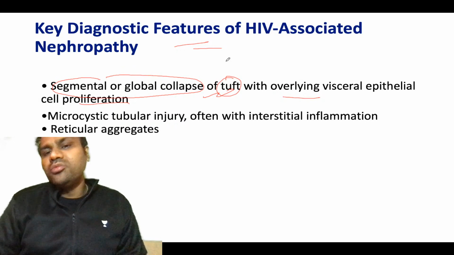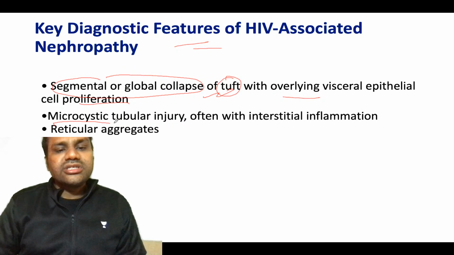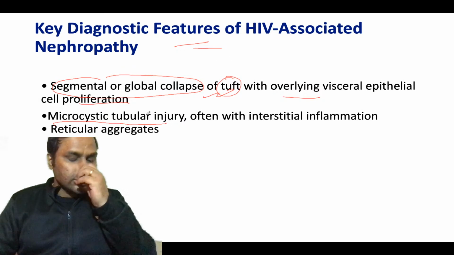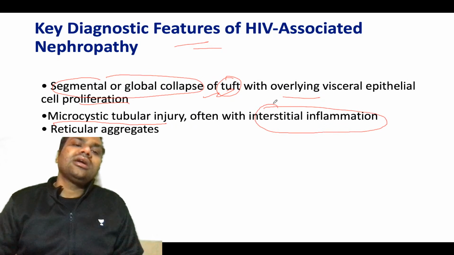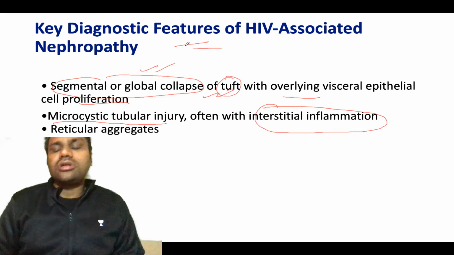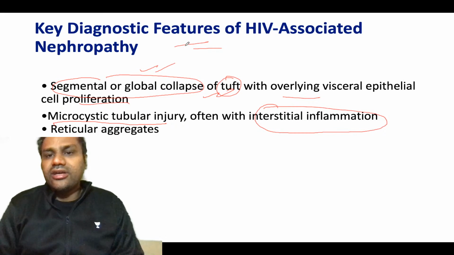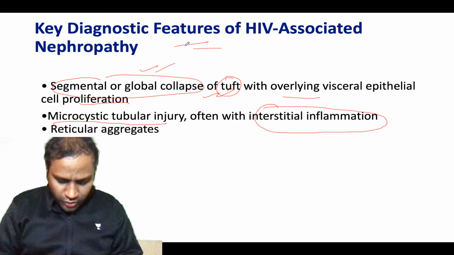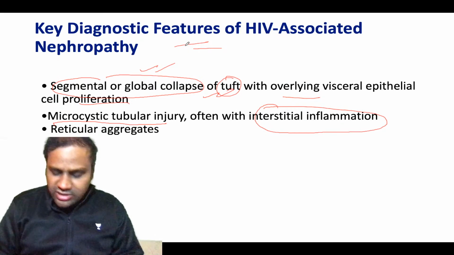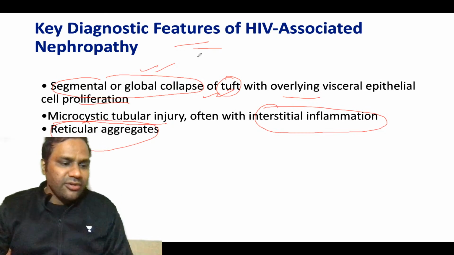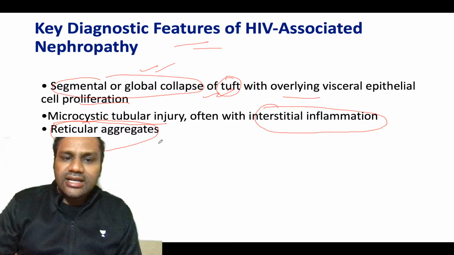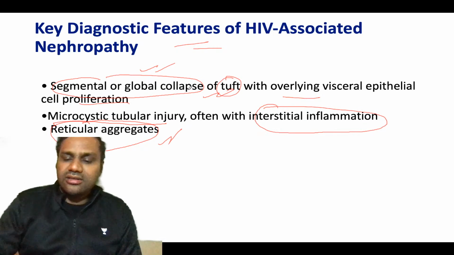In the tubular region there will be microcystic tubular injury with interstitial inflammation. Remember, everybody knows about collapsing glomerulopathy of HIV. HIV associated nephropathy will have collapsing glomerulopathy. Another thing they can ask about is reticular aggregates. In HIV there will be reticular aggregates. That is another important thing which can be asked in the exam.